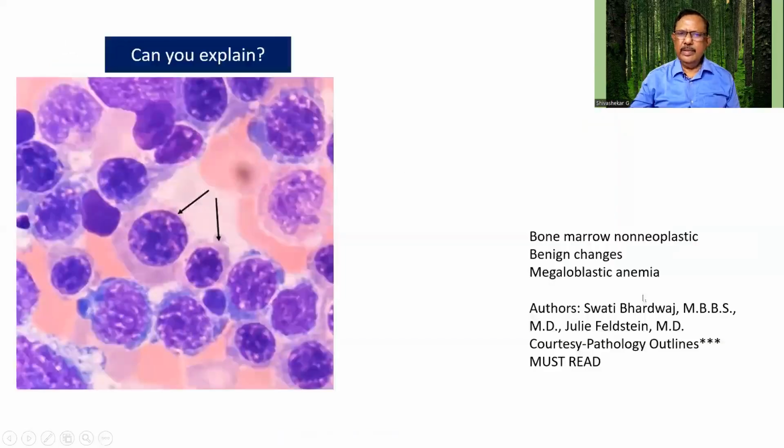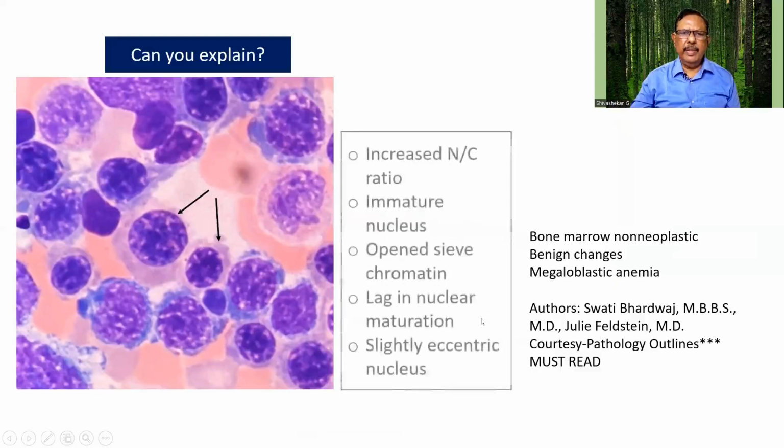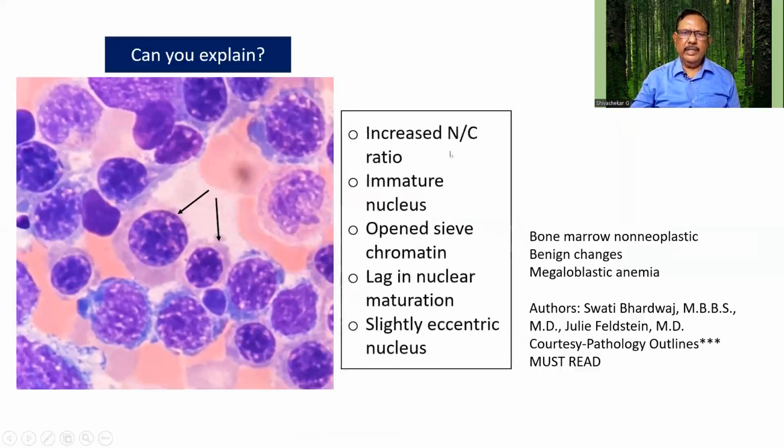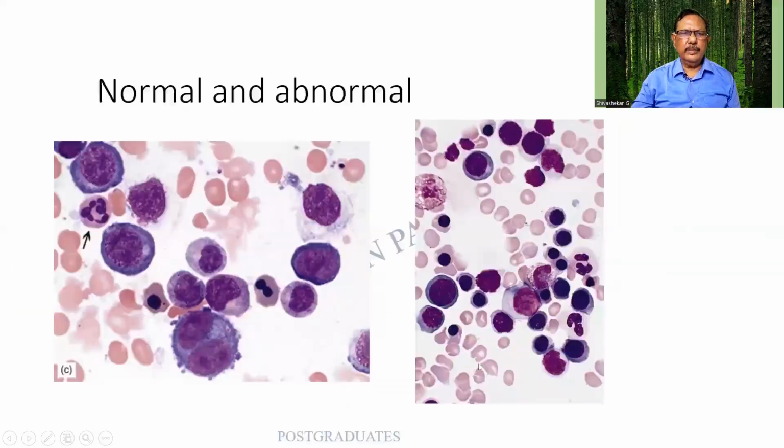Can you explain all this? A beautiful referential diagram taken from this source, all credits to them. I had shown you the opened out chromatin and identification of the cell by the company it keeps. So there is an increased N:C ratio, immature open sieve-like chromatin, lag in nuclear maturation, and an eccentric nucleus. So this is a normal. As I told you, identify the cell by the company it keeps: various series of the normoblast. The same over here, and then I find that there is hypersegmentation and opened out chromatin.